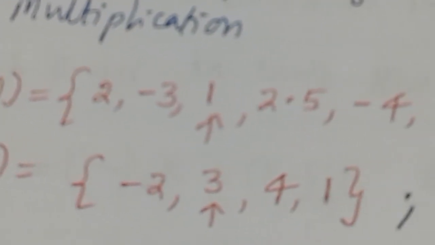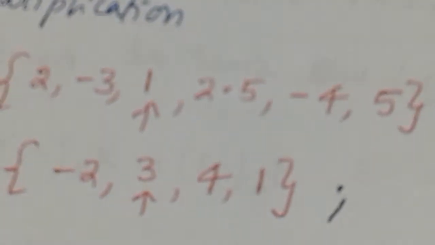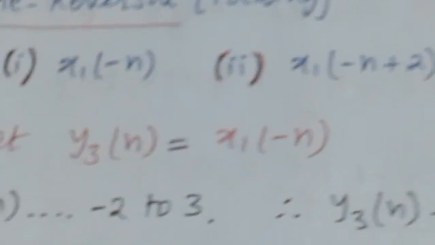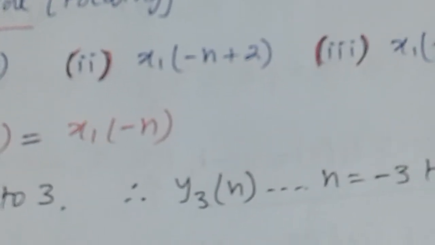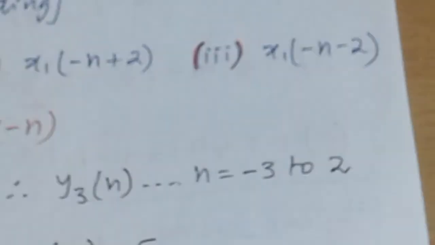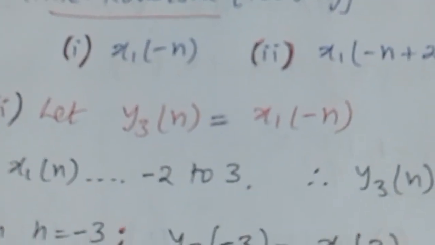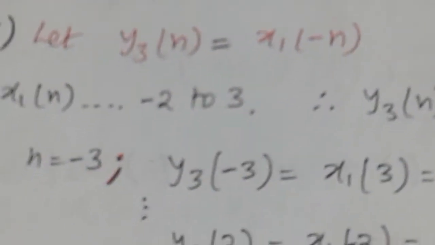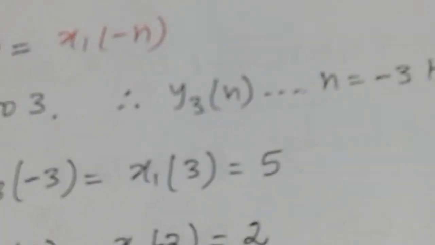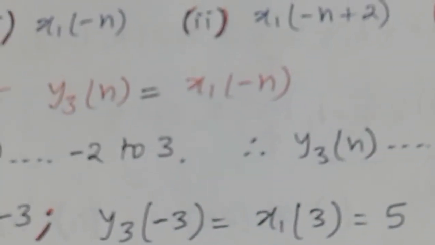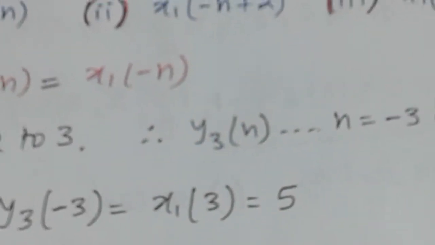So problem, given x1 of n, in the examination, the question paper, they will give x1 of n. Already we saw that: 2, minus 3, 1, 2.5, minus 4 and 5. We are asked to find x1 of minus n and x1 of minus n plus 2 and x1 of minus n minus 2. So how to do it? First, as usual, we'll assume x1 of minus n as y3 of n. You know x1 of n ranges from n equal to minus 2 to plus 3.